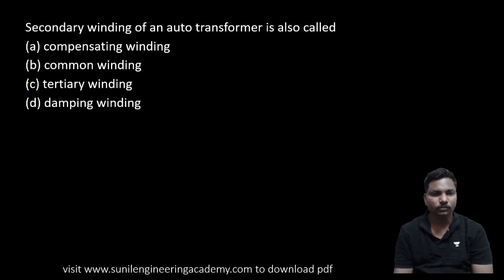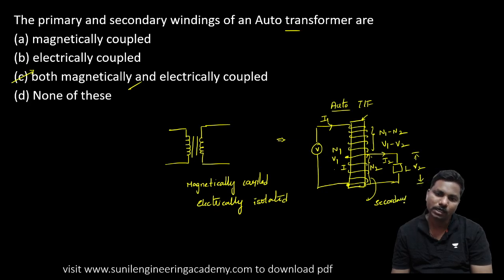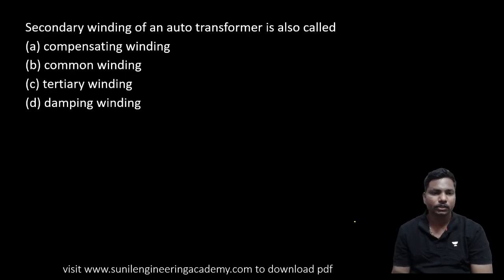Secondary winding of an auto transformer is also called as dash. From this one to this one is considered as secondary winding. So this is also considered as common winding. It is common for primary and secondary. So the answer is option B.